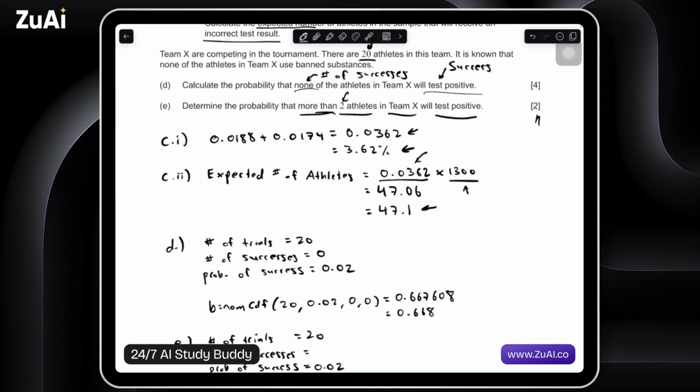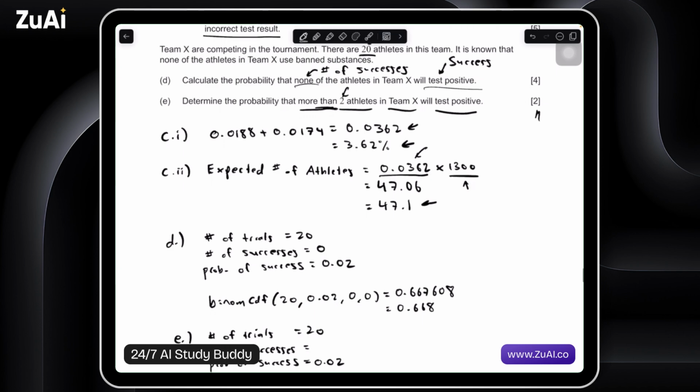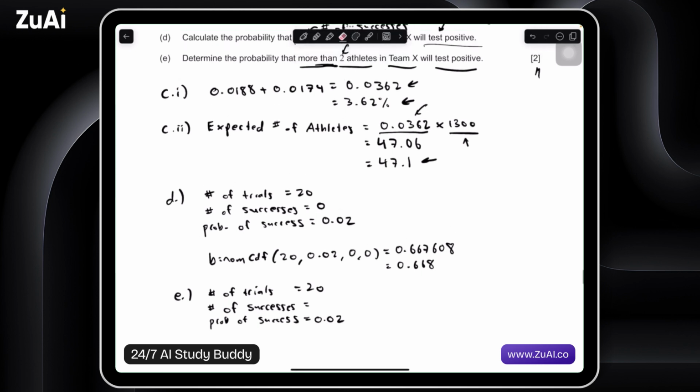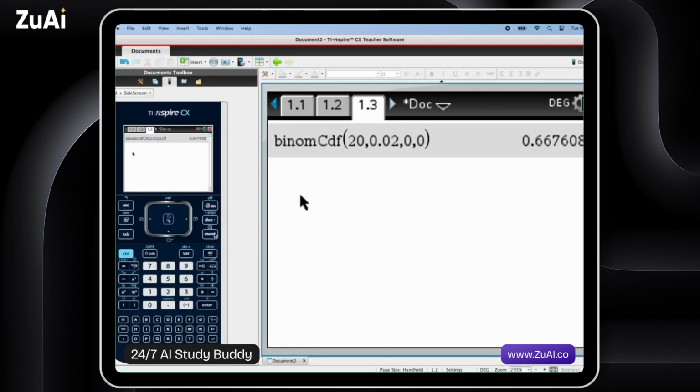It's more than 2. So 0 athletes, no. 1 athlete, no. 2 athletes is still no. We want more than 2 athletes. So in this case, anything from 3 to 20 athletes. What's the probability that between 3 and 20 athletes test positive? So let's go ahead and go back to the calculator.